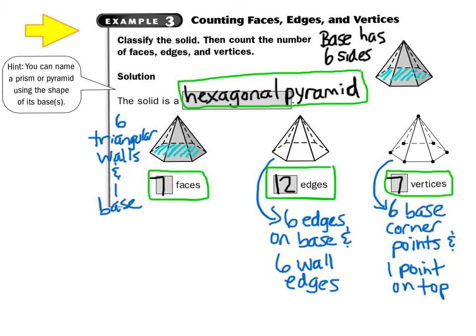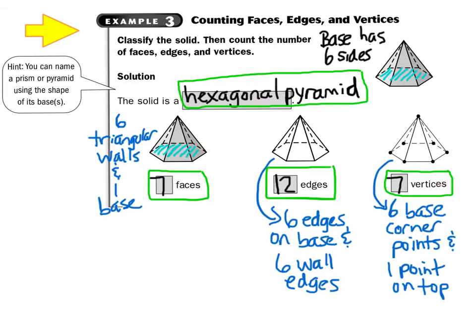Now for the edges, all the sides of the walls. So if I go around the bottom, always start with the base and go around the bottom. I count 1, 2, 3, 4, 5, 6 edges on the base. And then count the edges going up. 1, 2, 3, 4, 5, 6 edges going up. Well, 6 plus 6 makes 12 edges.